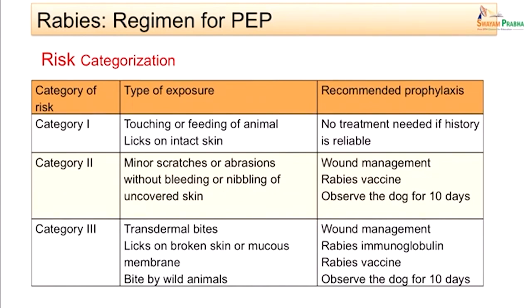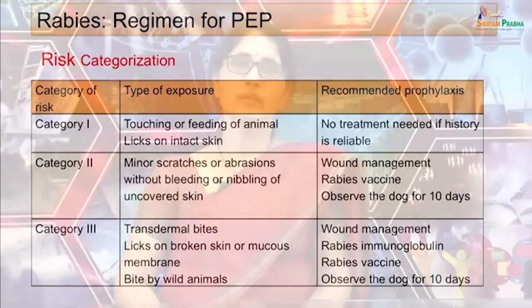Category 2 is minor scratches or abrasions without bleeding on the skin, or nibbling of uncovered skin. For this category, the prophylaxis required is wound management, then giving rabies vaccine and observing the dog for 10 days. Category 3 includes exposures with transdermal bites or licks on broken skin or mucous membrane, or a bite by a wild animal. For this category, the prophylaxis required is wound management, infiltration of the rabies immunoglobulin at the site of the bite, giving rabies vaccine and observing the dog for 10 days.